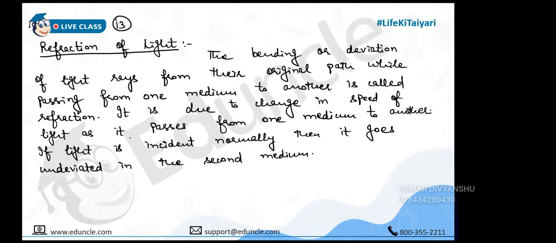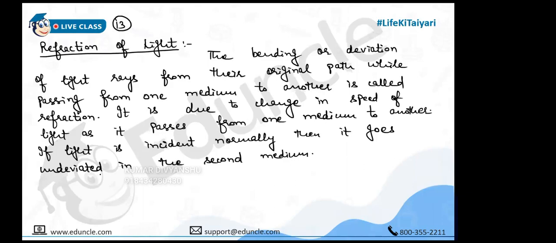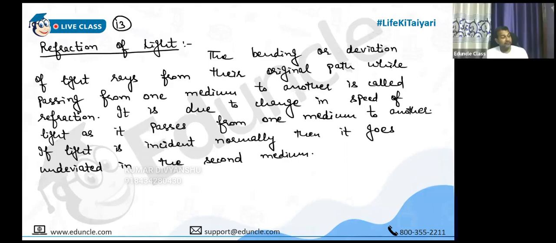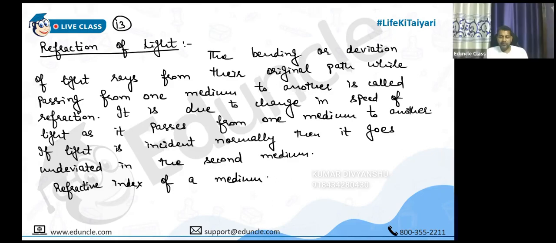And how do you define the refractive index? Mu is the ratio of velocity of light in the medium to the velocity of light in air. No, that's not correct. The first one is air, the second one is the medium. It is always C by V.